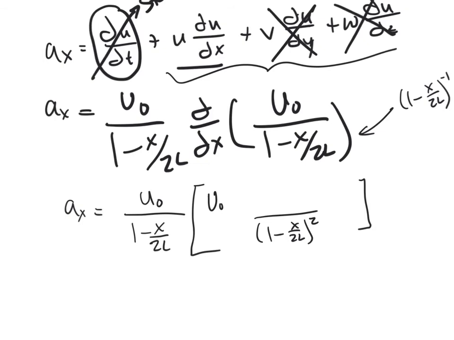So it also brought a negative sign, so we've got a negative out here. Okay, so it's going to be u naught times all this business. And then we need a chain rule. The chain rule, since we're taking the derivative with respect to x, is negative 1 over 2L.